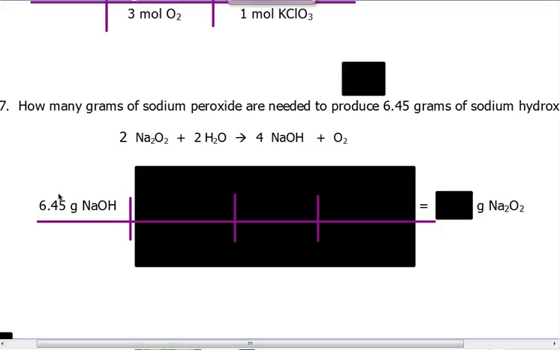So you write down the given. You don't have to read that part of the question ever again. You write down your goal, grams of Na. How do I know sodium peroxide is this?